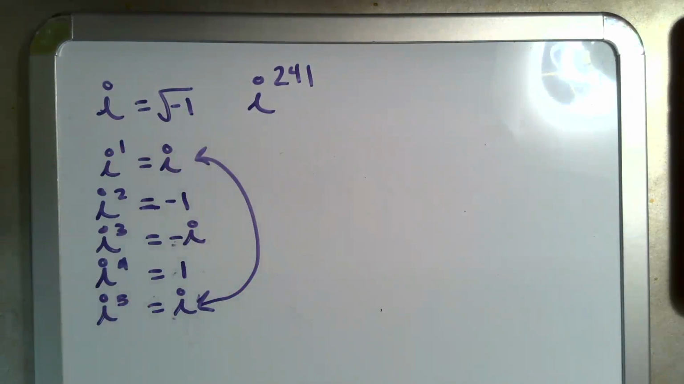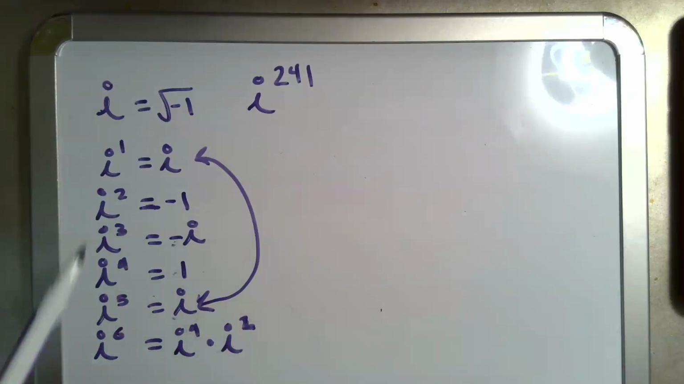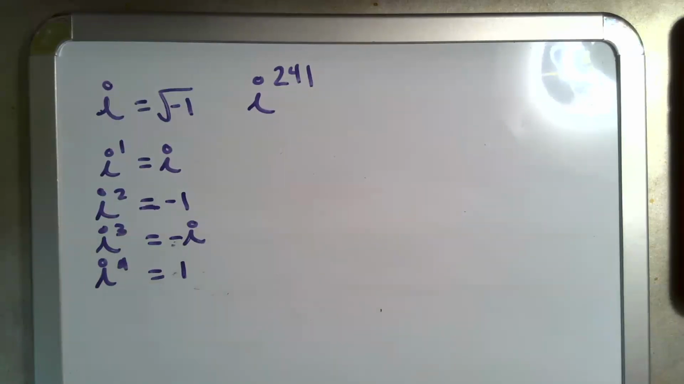So if we did i to the 6th, that would be i to the 4th times i squared. And since i to the 4th is just 1, i to the 6th will be i squared, i to the 7th will be i to the 3rd, and so on and so forth. So every 4 exponents of i, we repeat, which means to answer the question i to the 241st, we need to figure out what is left over after we divide all of the repeats of 4 out.